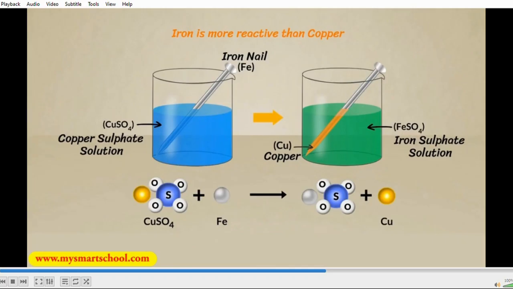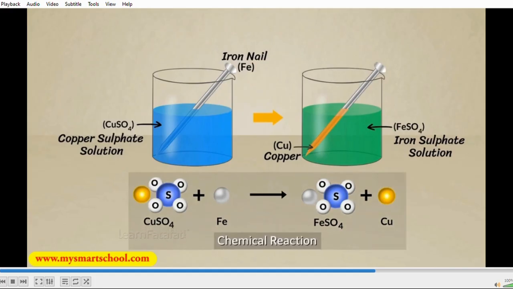By doing so, copper which is in compound form becomes free, while free iron gets attached to sulfate and forms a compound. Clearly, there is change in chemical composition. Where there is change in chemical composition, there is chemical reaction.